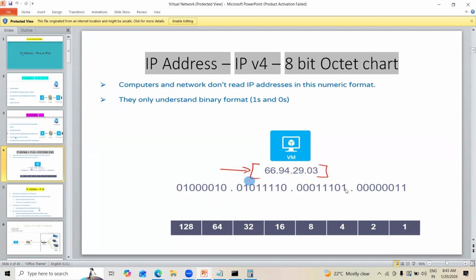The same thing applies to every octet. The last bit is always 128, this particular bit is 64, this bit is 32, this bit is 16. The same thing happens for each and every octet. Clear? Yes, almost. Okay.